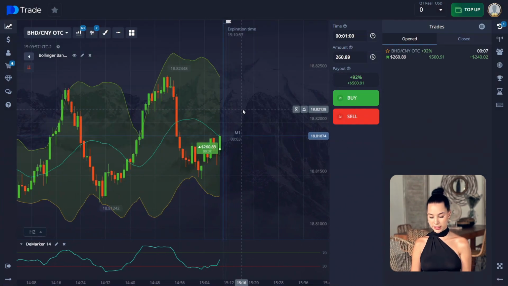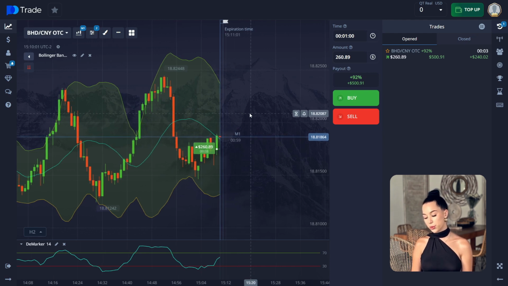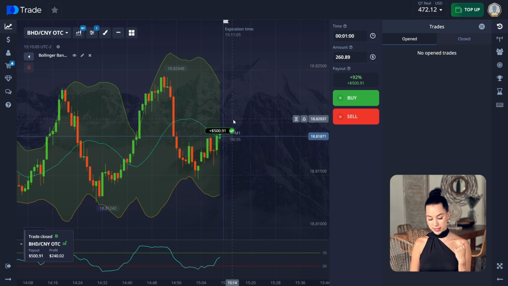Let's wait here. Right now it's 5 seconds to the end of a trade. 4, 3, 2, 1, and we closed this trade successfully.